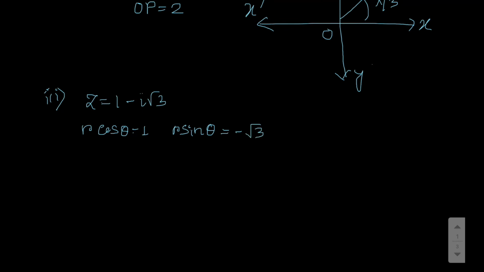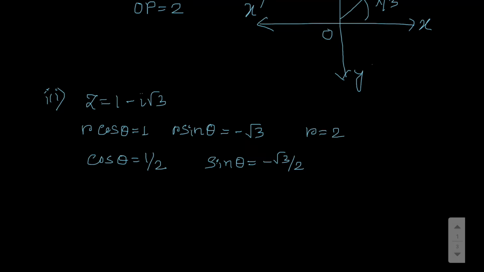Okay, now squaring both sides and then adding, you will get r square equal to 4, and from that r equal to 2. As r square equal to 4, then r equal to 2. Now again r cos theta equal to 1, then from that cos theta equal to 1 by 2. And as here r sin theta equal to minus root 3, so from that sin theta equal to minus root 3 by 2.